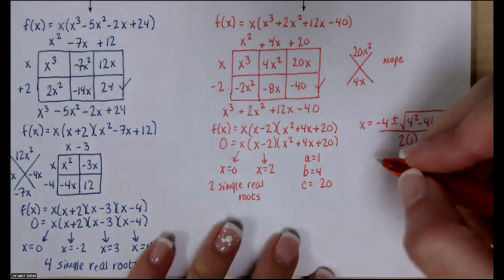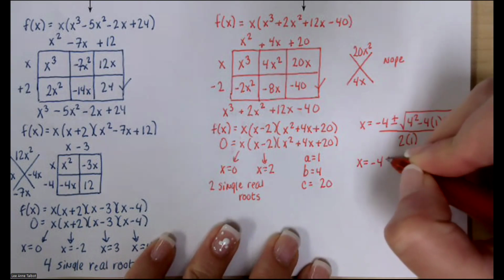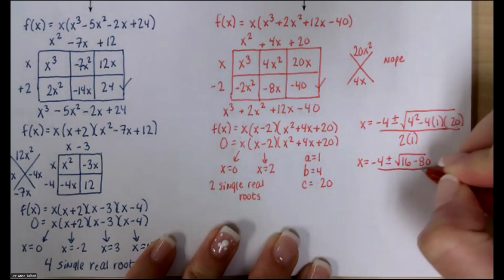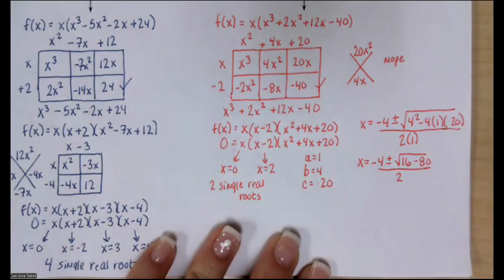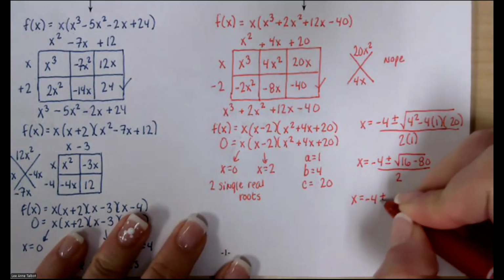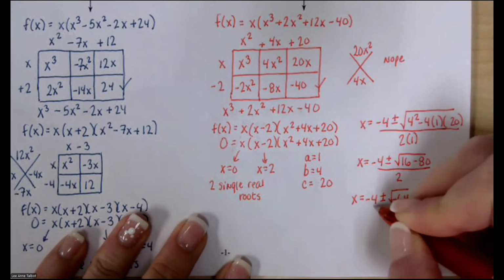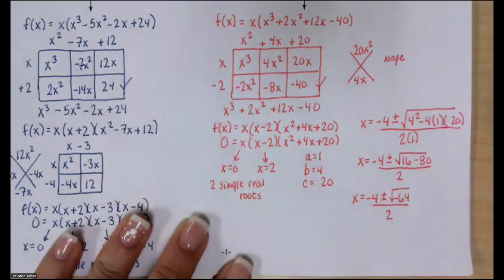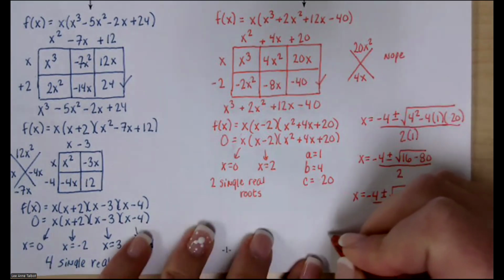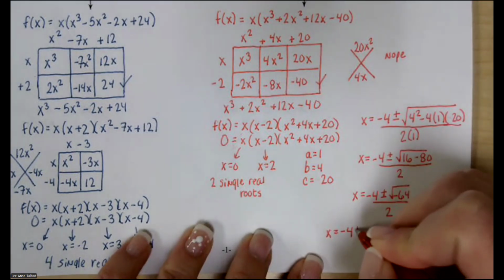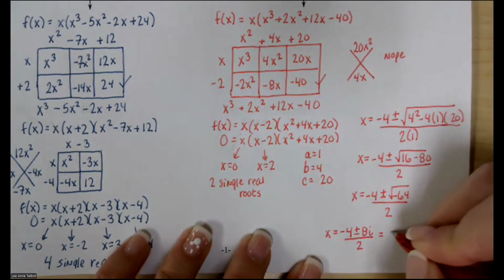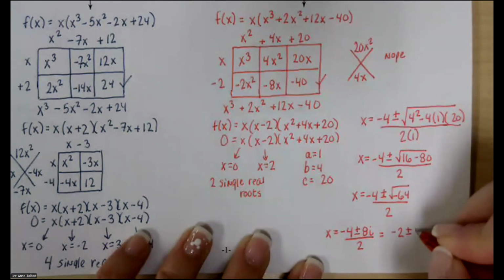Okay, anyway, so this is x equals negative 4 plus or minus 16 minus 80. Negative 4 plus or minus negative 64, which is going to be 8i, which after I reduce is going to be negative 2 plus or minus 4i.